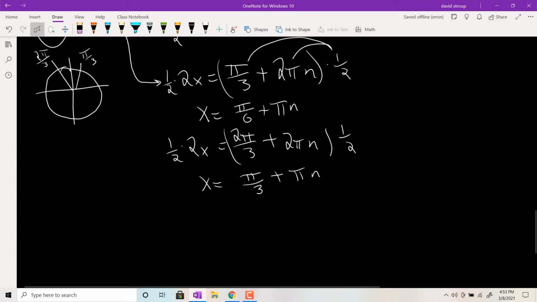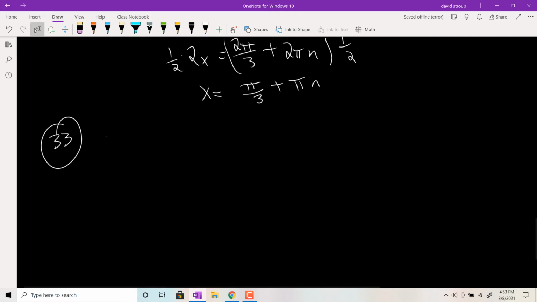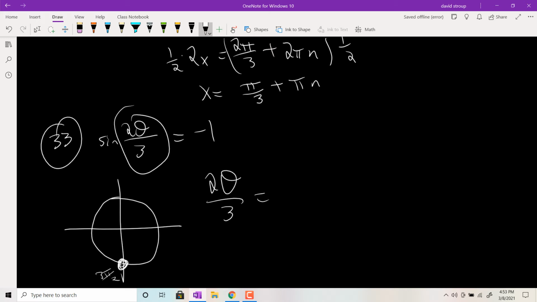Should we do one more? Let's do one more, and then we'll move on. Let's try 33, and we have sine of 2 theta over 3 equals -1. There's only one angle between 0 and 2 pi that gives me -1, and it's 3 pi over 2. So I borrow this angle: 2 theta over 3 must equal 3 pi over 2 for it to equal -1. And on top of it, you're just adding in multiples of 2 pi.